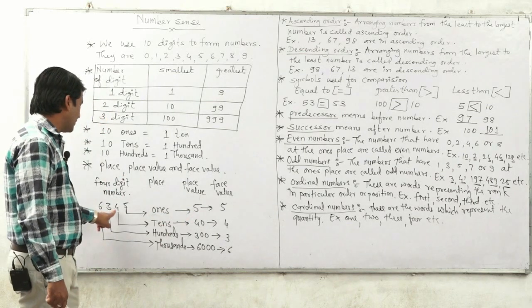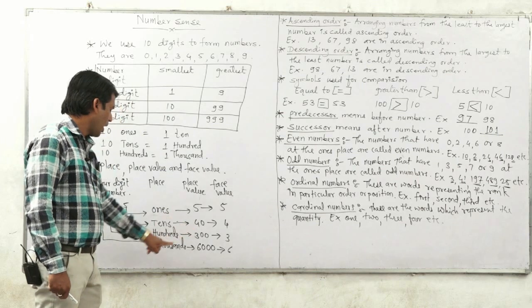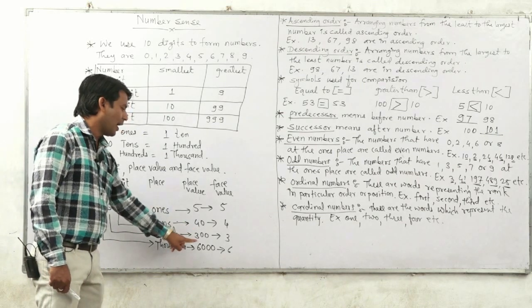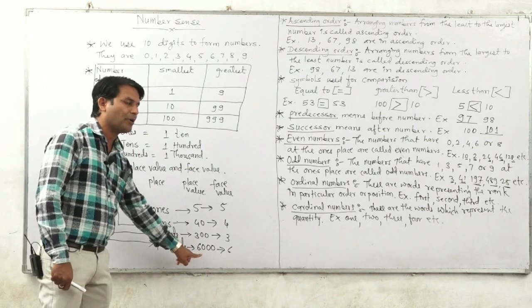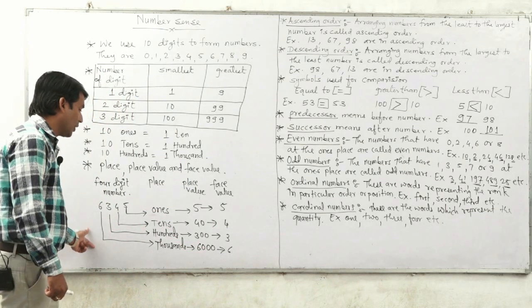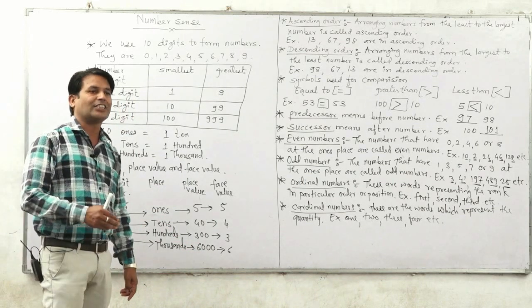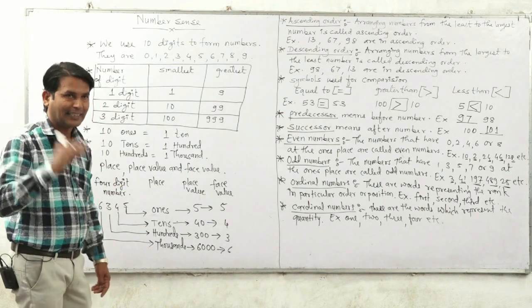The place value of 5 is 5 because it is at the ones place. The place value of 4 is 40. The place value of 3 is 300. And the place value of 6 is 6000 because it is at the thousands place. Then, face value means what? Face value means nothing but the number itself, or the digit itself.